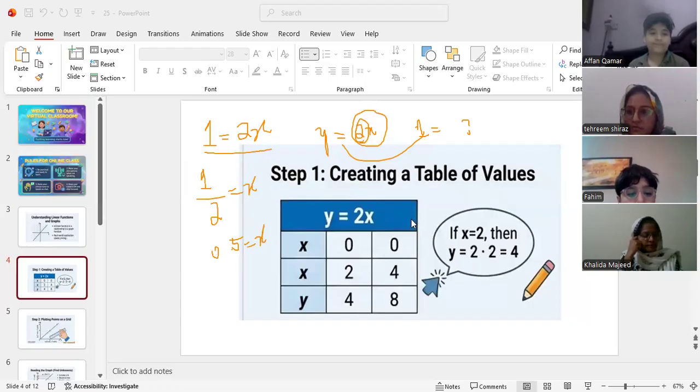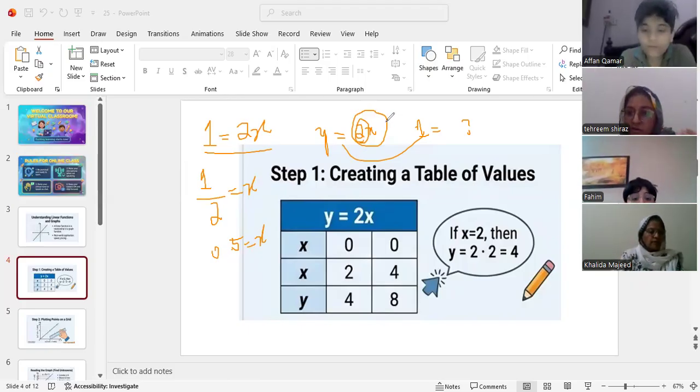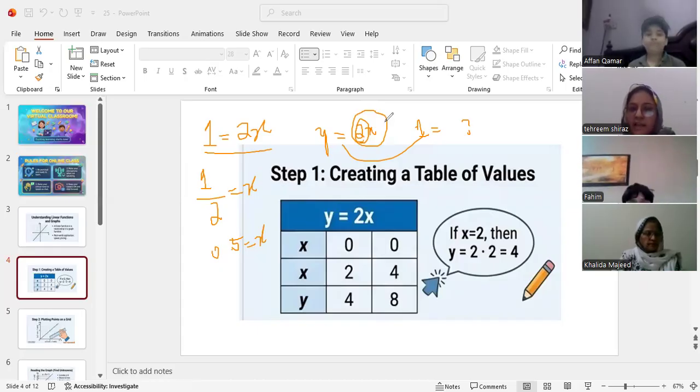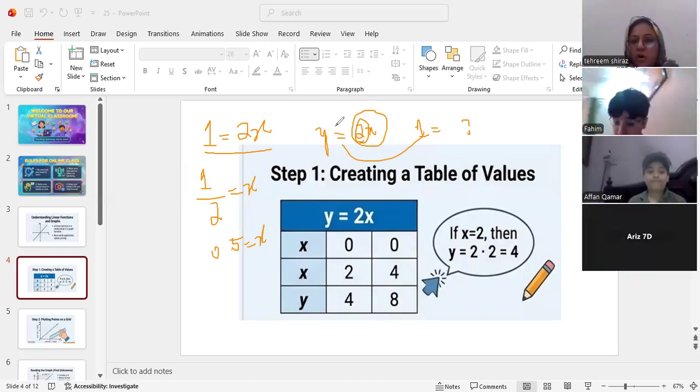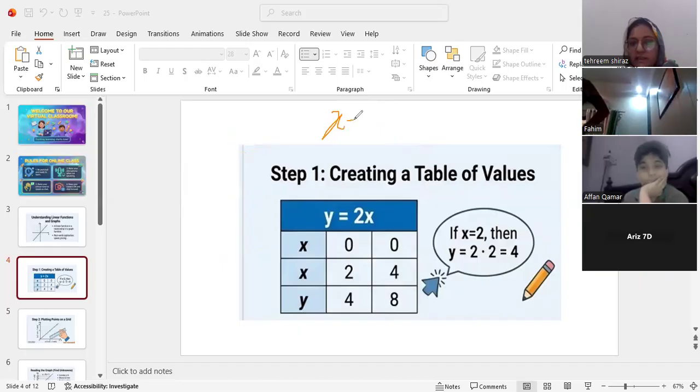Is this so? Rohan, is this clear? Yes, ma'am. Now, what if I'm talking about a constant rate? Where is that constant change? Let's take another example. If the value of x is equal to 2, then what will be the value of y?